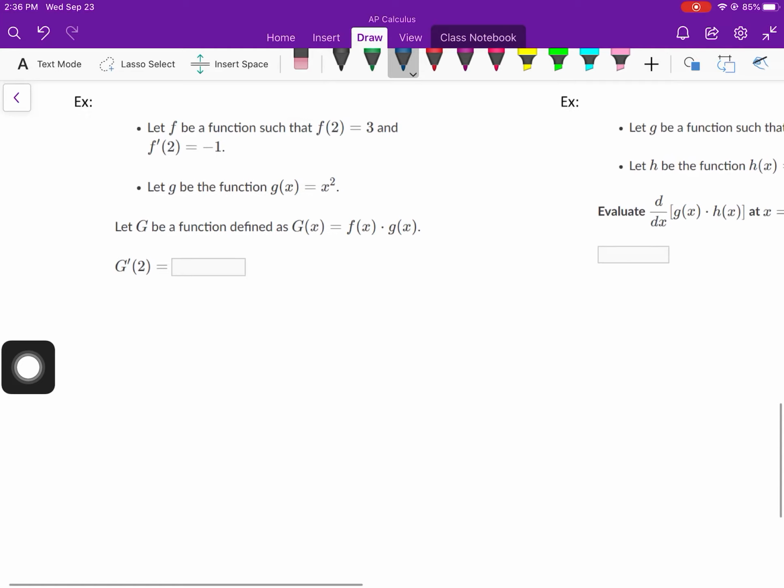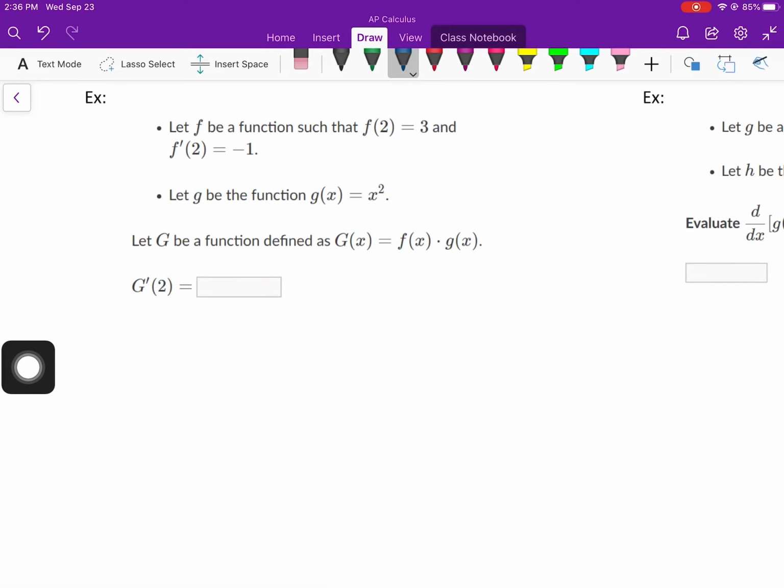So let's look at one that's a little bit more tricky, and I've seen this kind of stuff show up on the AP. So they're saying let f be a function such that f of 2 is 3 and f prime of 2 is negative 1. And you're like, why are they doing this? You'll see. Let g be the function g of x equals x squared. Let g be a function defined as g of x equals f prime of x times g of x.